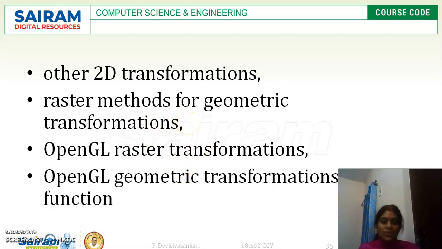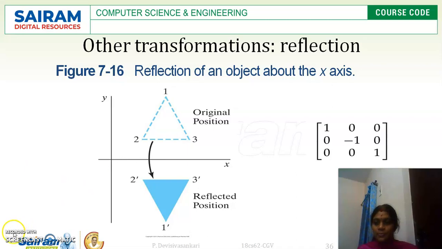So in the previous video I said there are two different types of transformations available. One is geometric object transformation and another one is raster transformation, right? And finally the different functions which are used for the geometric transformation, right? So let us start with other transformations.